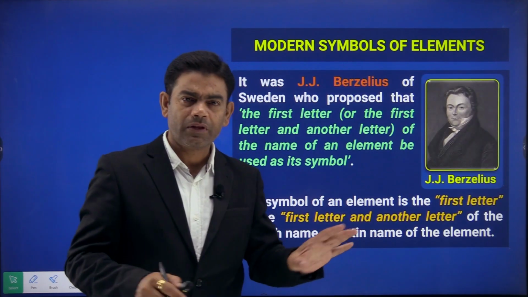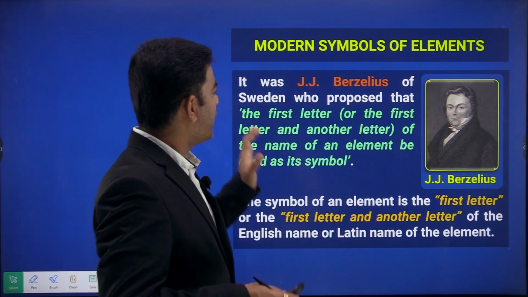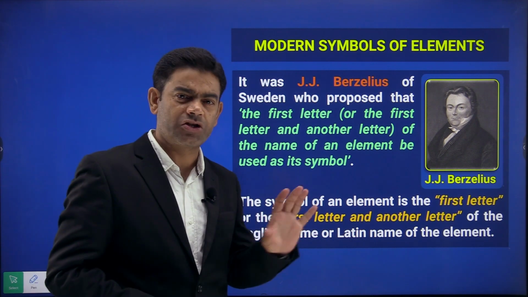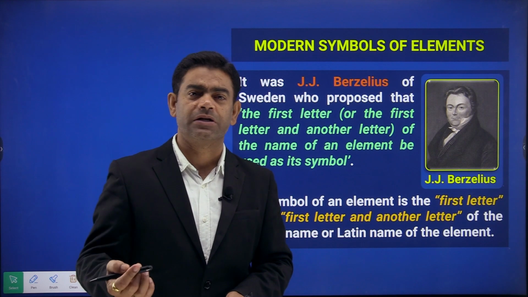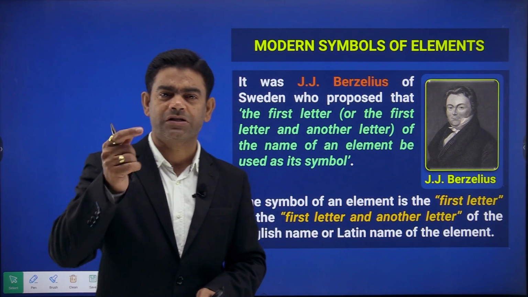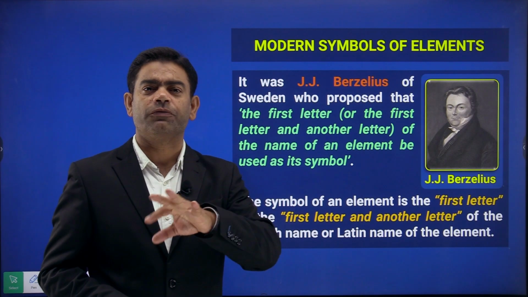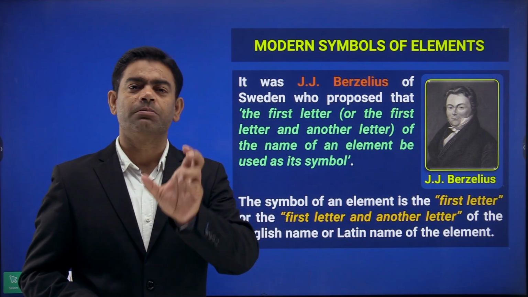But ultimately, J.J. Berzelius gave the idea that why not we use alphabetical symbols. In spite of the picture, we should use alphabetical symbols. Alphabet se hum isko represent kare aur jo bhi element hai uska first alphabet jo naam ka usko hum use kare. Lekin agar first alphabet repeat ho raha hai, to first aur second alphabet ko leke hum symbol banayenge.